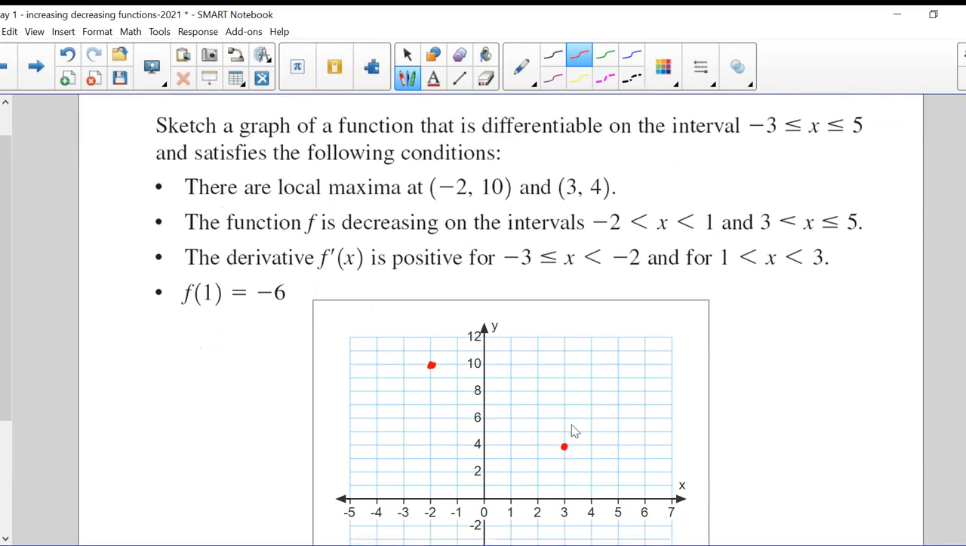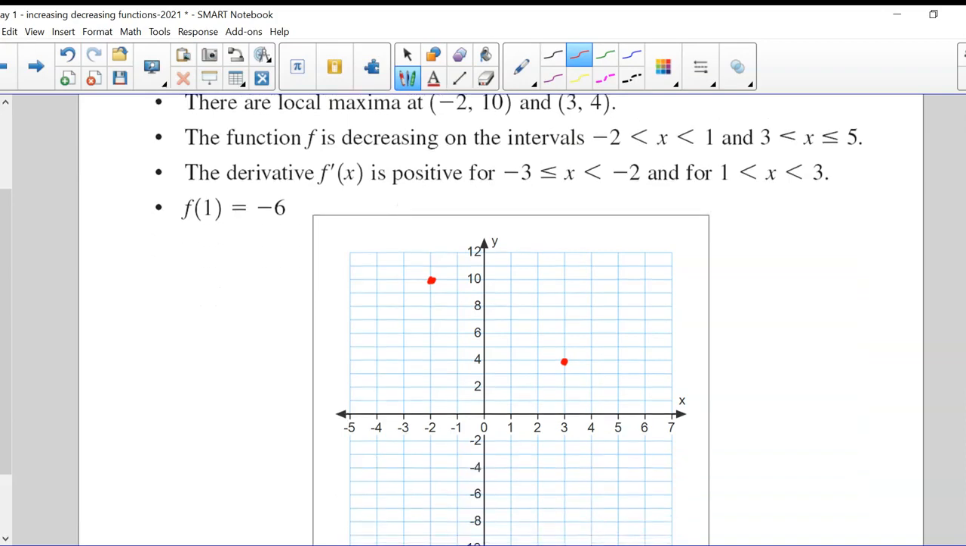All right, so those are local maxima. The function is decreasing on the intervals between -2 and 1, and between 3 and 5. The derivative is positive, which again would suggest it's increasing between -3 and 2 and for 1 to 3. F of 1 is -6. There's another point we can put on there. F of 1 is equal to -6. So that's somewhere about down here.